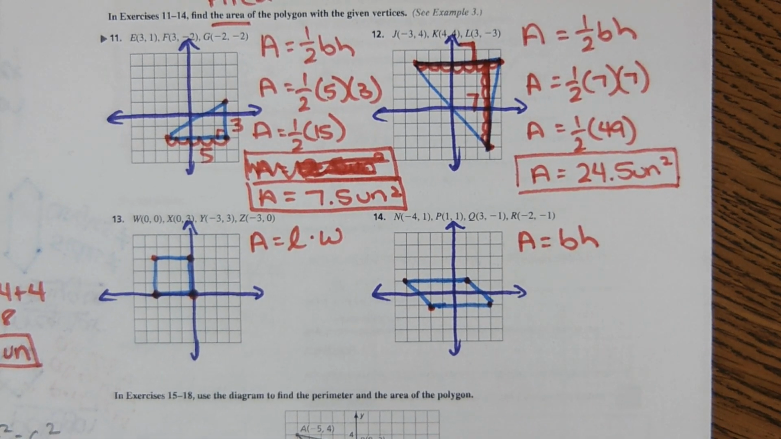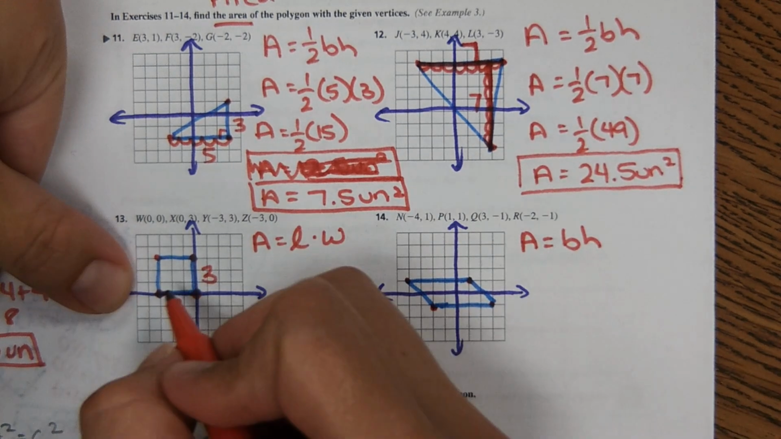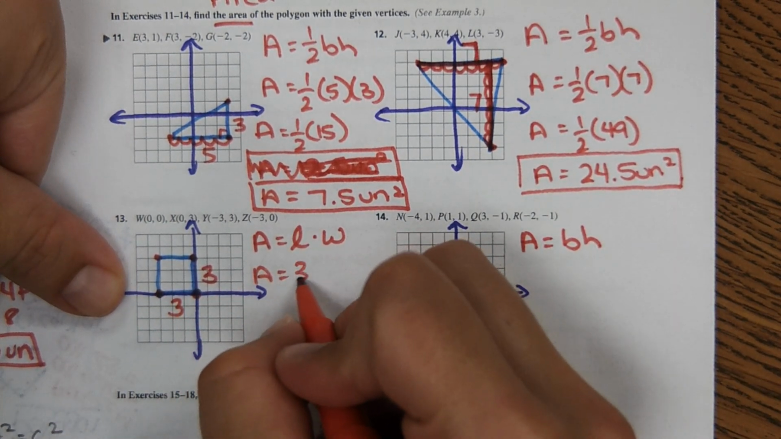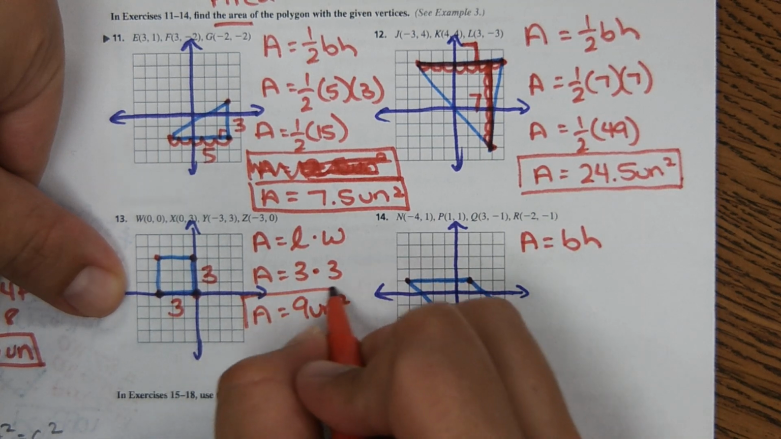Last two are even easier than that. So for 13, it's a square. So you get 3 units here, 3 units here. So to find the area of the square, just 3 times 3, 9 units squared.